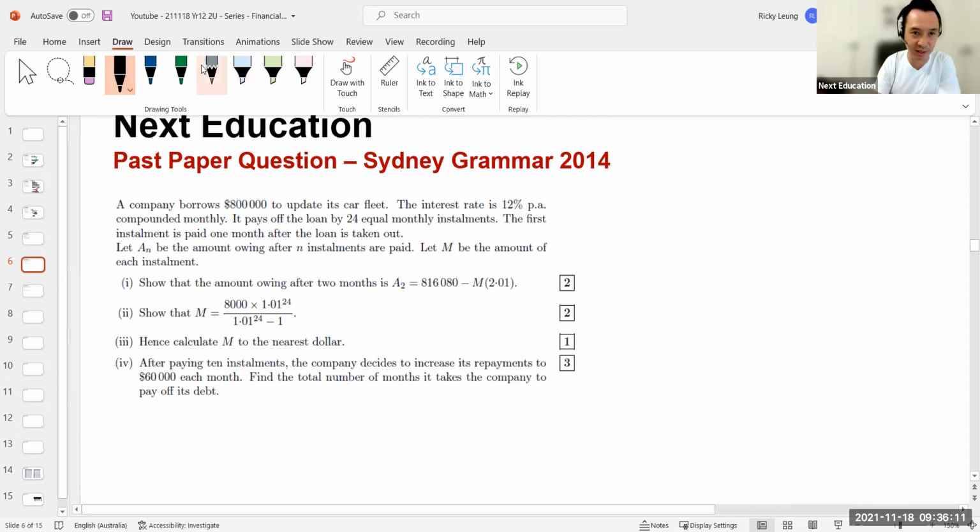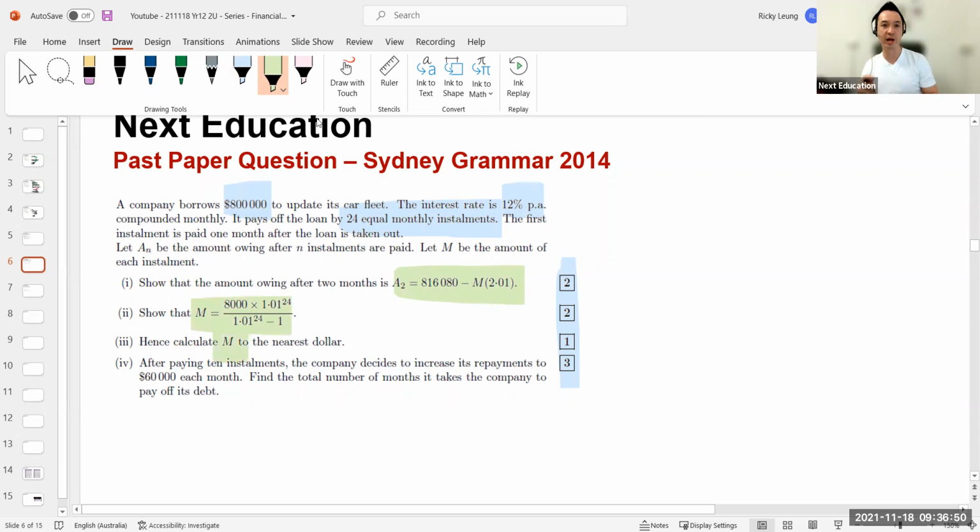It is a classic. Guys, first thing to note about this Sydney Grammar question: look at the marks, 8 marks. Wow, right? So you must be able to do these. I think it starts off pretty textbook. So 800 grand borrowed, interest rate, 24 equal monthly installments. In this case, you're not finding N, you're finding M, which is the monthly repayment amount. For the first 3 parts, pretty textbook.